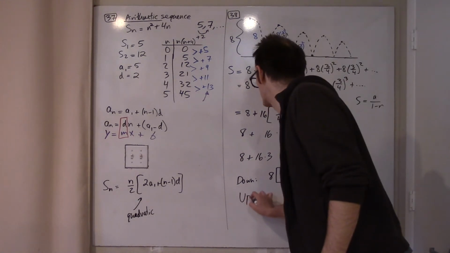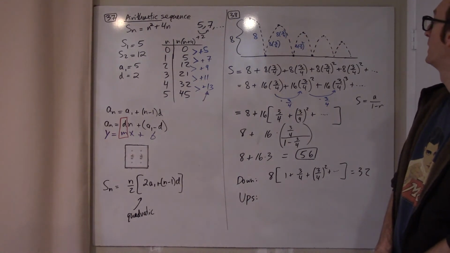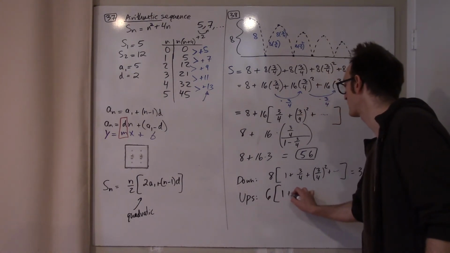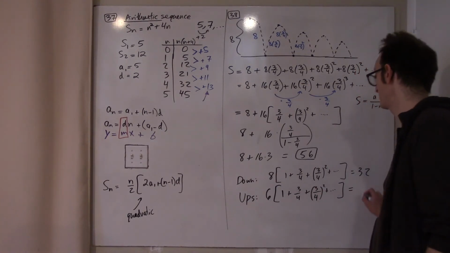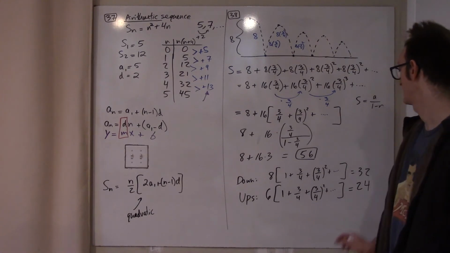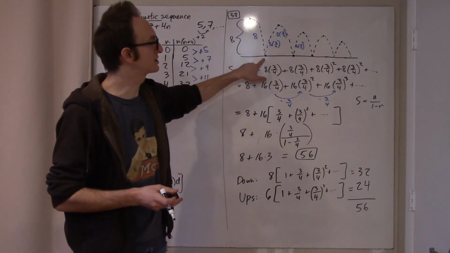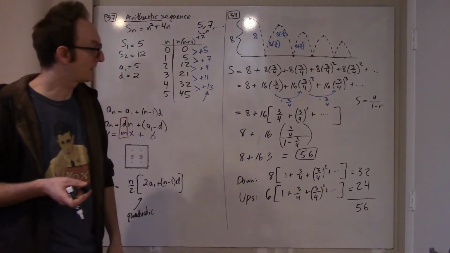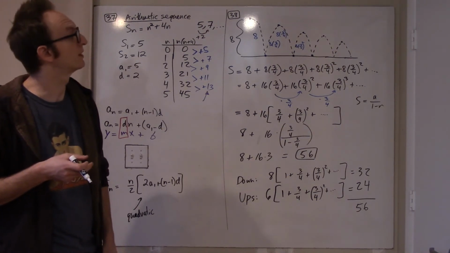But how about the ups? What are the ups going to give you? Well, the ups, first we go up by 6, and then subsequently it's just more of those. So the ups are going to be 6 times 1 plus 3/4 plus 3/4 squared plus so on. So that's going to be 24, and that's why the total is 56. The first down is 8, and subsequently it's just decreasing by 3/4 every single time. And the ups, the first time up it's 6, and so that's how you get 56. Never mind the thing I was saying about 40. That was just some garbage.